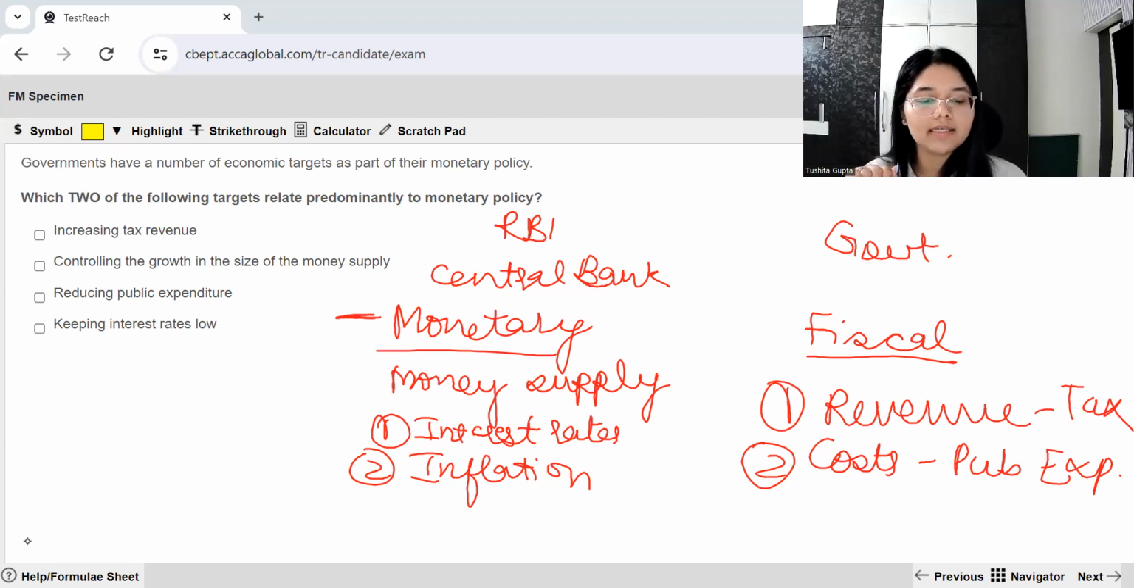So the monetary policy will always be about your interest rates, keeping interest rates low, and talking about the money supply, controlling the growth and the size of the money supply. Both of these other points that we have over here, the tax revenue comes under fiscal, and public expenditure also comes under fiscal. That is why these both will not be the answer.